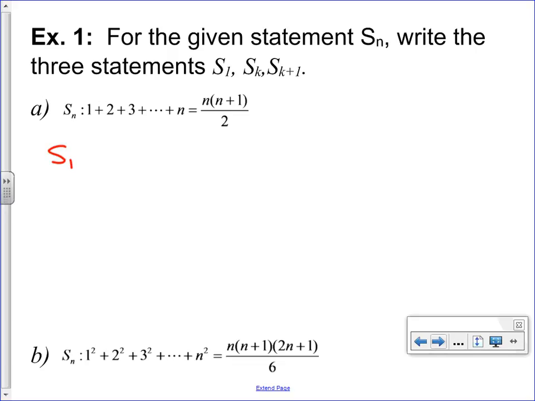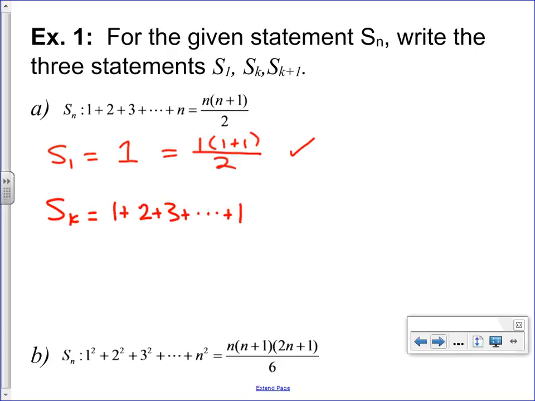right? So S1 basically is the first term. So is 1 equal to 1 times 1 plus 1 divided by 2? Yeah, so true. That's it, right? So S1 is the first term. True? So SK would be 1 plus 2 plus 3 plus ... plus K. That's your last term. Is equal to, wherever you see an N, just plug in K. So K times K plus 1 over 2. We're going to assume that's true.